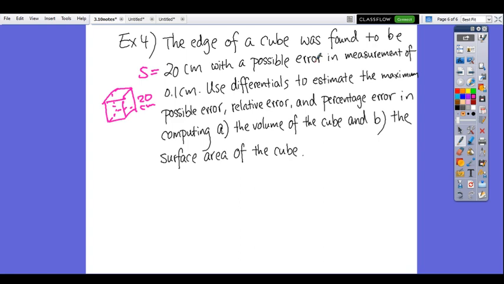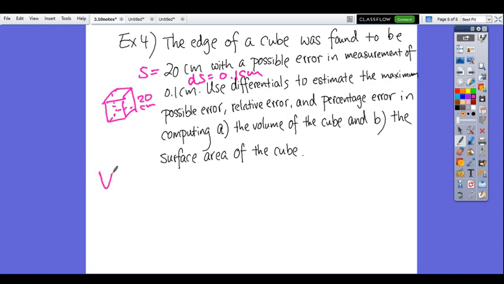With the possible error of the measurements of 0.1 centimeter, that's considered ds, which is the differential. And use differentials to estimate the maximum possible error, the relative error, and the percentage error in computing the volume of a cube and the surface area of a cube.